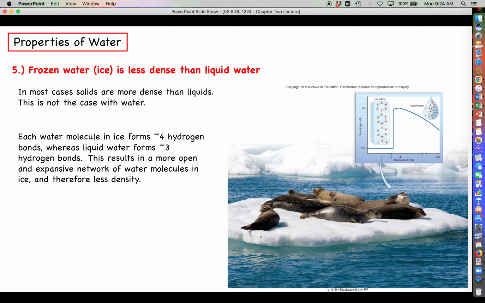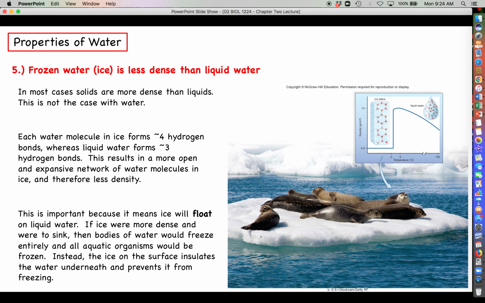But why is that important? Well, just look at this picture here and you can see why it's important. You've got this family of sea lions that are living on a block of ice, and the whole reason that ice is floating on the water is because the ice is less dense than the water. That's why ice floats. The idea here is that if the ice were more dense than the water, like we would usually tend to expect, the ice would all sink.